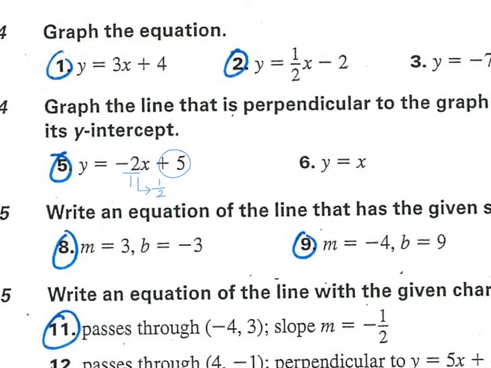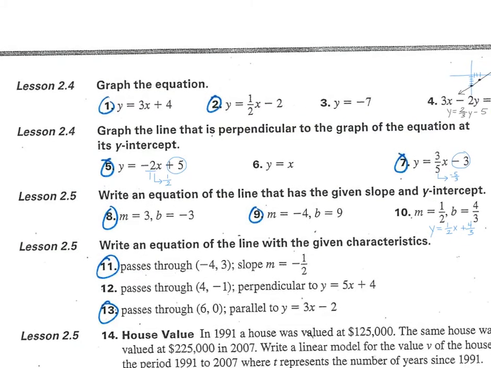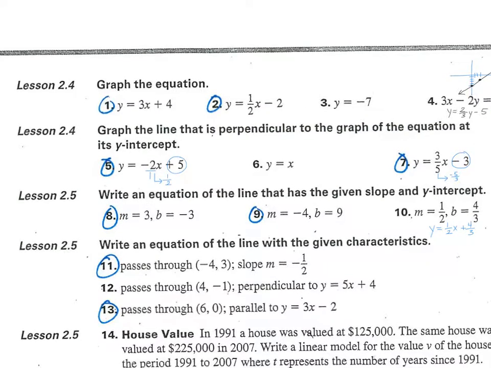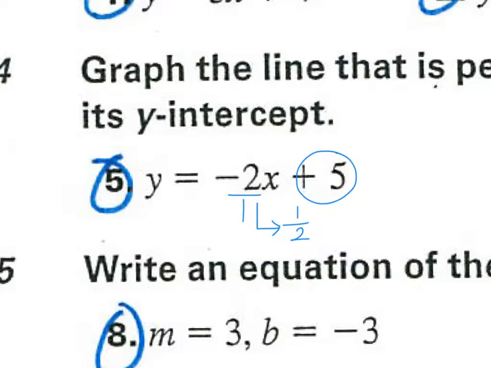Moving on to the next section, you got to do 5 and 7, okay? You're going to graph these again, and they're the same. The difference in these directions is you're graphing a line perpendicular. When perpendicular lines make 90-degree angles, their slopes are opposite reciprocals.